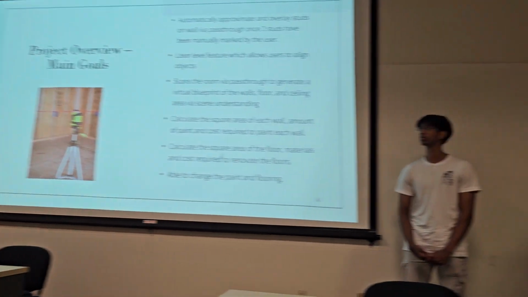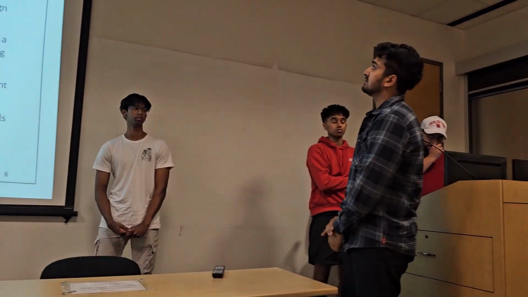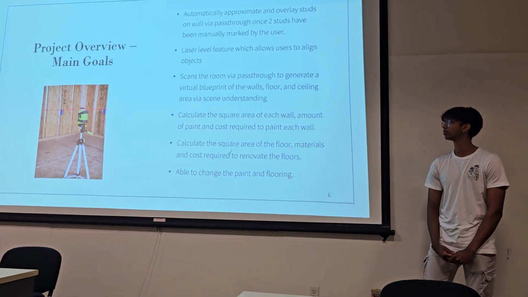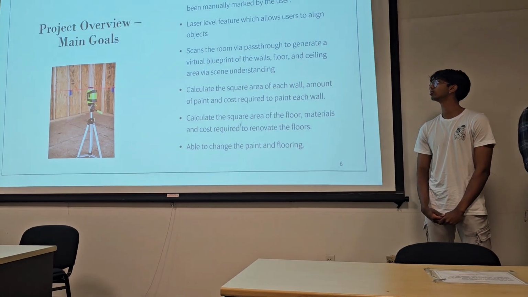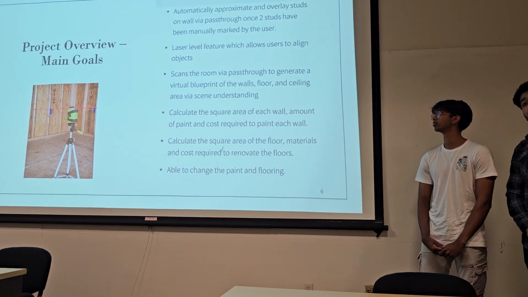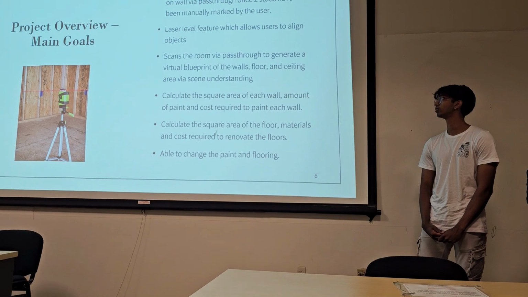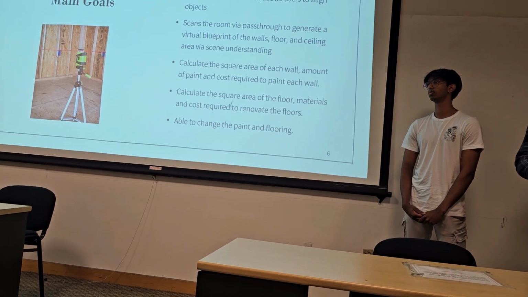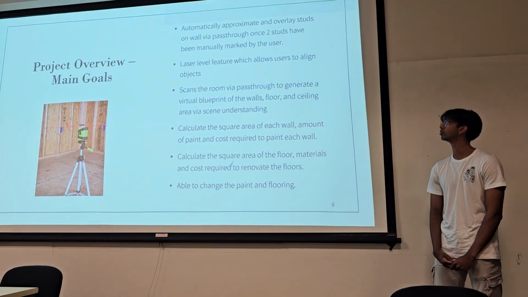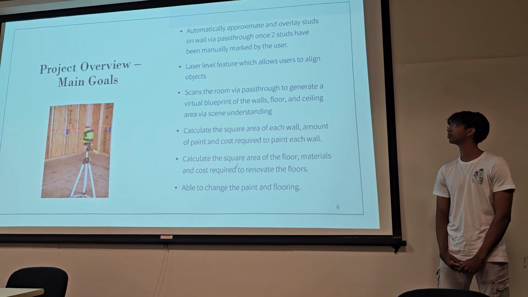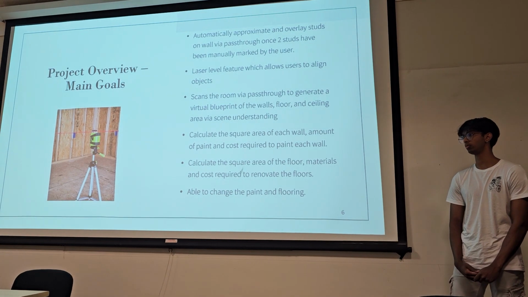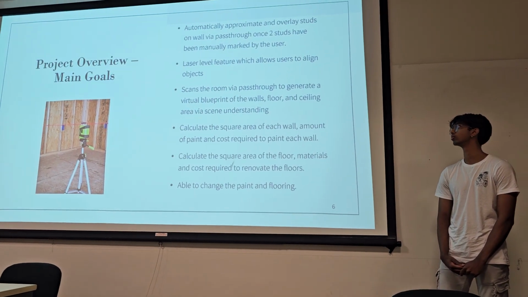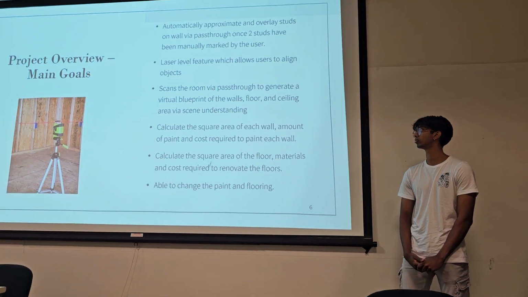So the project overview and the main features and goals that we want to implement in our project is we want to automatically approximate and overlay stud markers on walls via pass-through. Once the user has marked 2 studs, all the other studs would be automatically generated based on the measurements of the initial 2 studs that the user marked. We would also have a laser level feature to align objects from different sides of the room, and just to make sure things are straight.